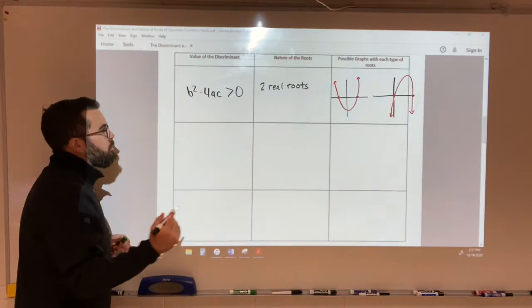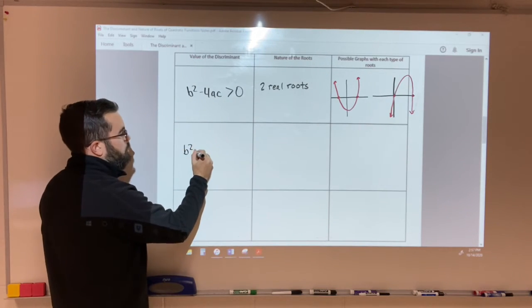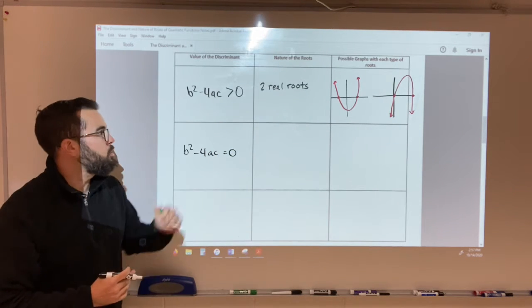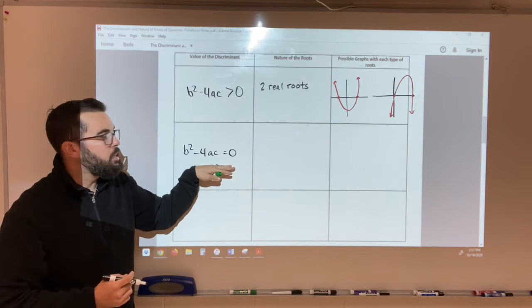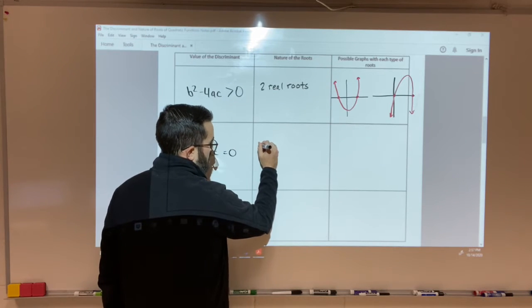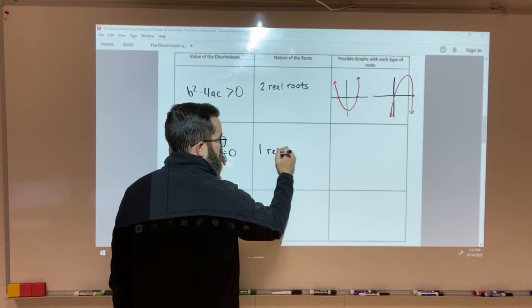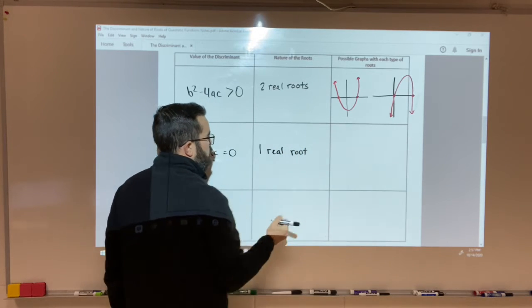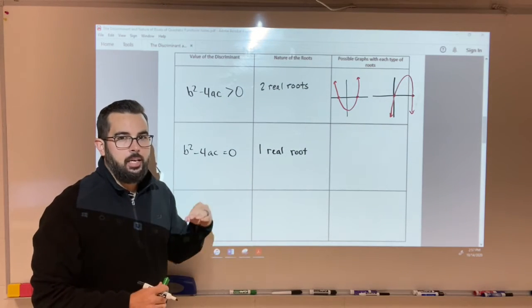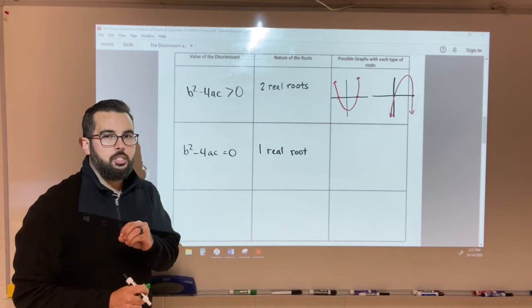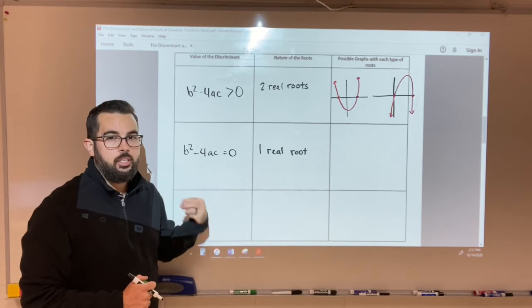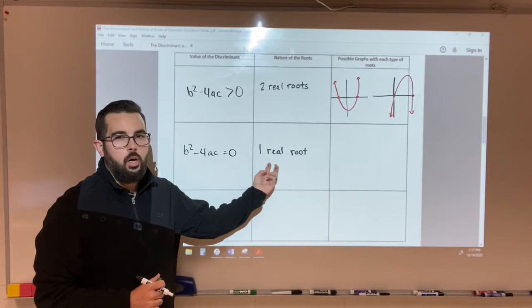Okay? So the second possibility is that your discriminant is equal to 0. All right, so the first one is greater than 0. The second one is equal to 0. So in this case, you're going to have one real root. Now, when you're solving equations, this number might be repeated twice. Okay? If you remember back to solving equations by factoring, a couple of the equations resulted in the same number repeated because you had two of the same factors. Okay? That's what we call one real root.